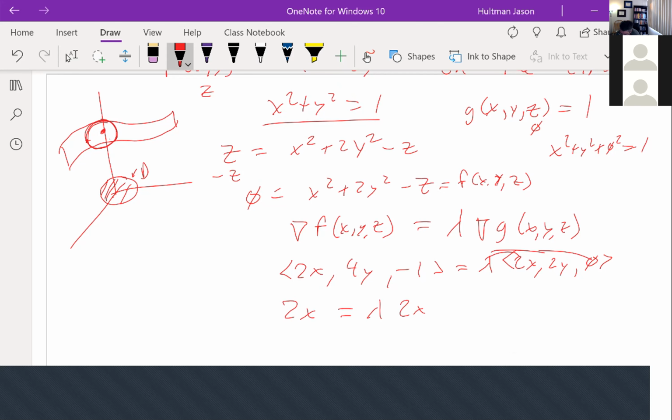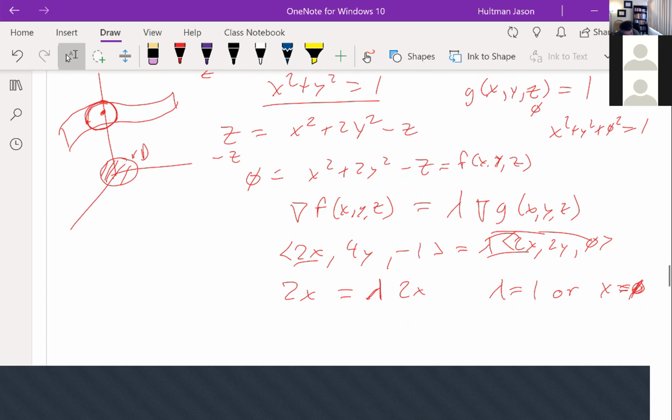So in this case, this can only be true under 2 conditions. And that condition is that lambda equals 1, or that x equals 0. So either lambda is equal to 1 or x equals 0. That's the only way that these two can match up, this first term and this first term.